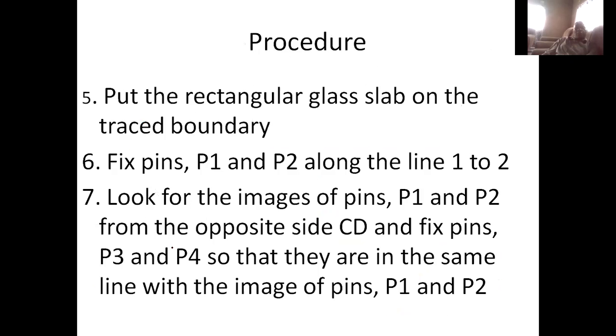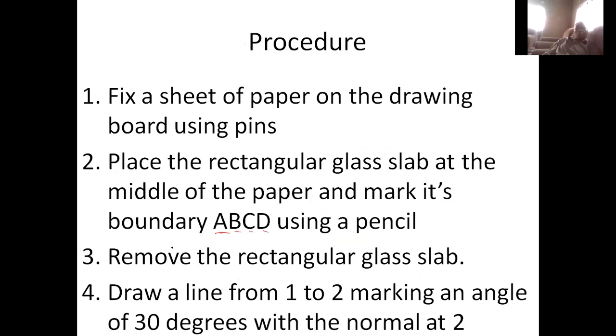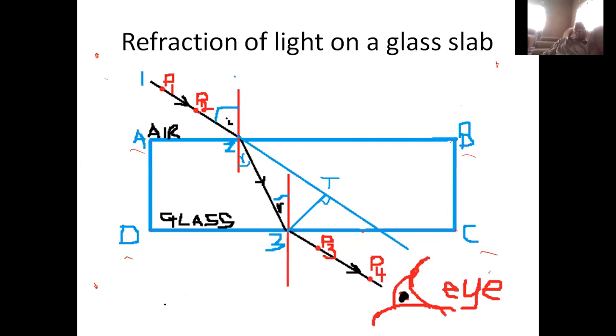And then you remove the rectangular glass block, and then you fix the two pins, that is pin 1 and pin 2, at an angle. Draw a line 1, 2, making an angle of 30 degrees. So in other words, you can get a point between 1, this is 1, and this is 2. You draw a normal here.